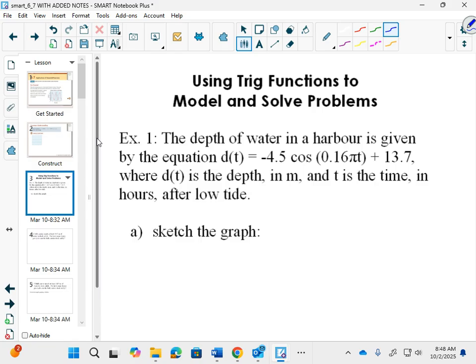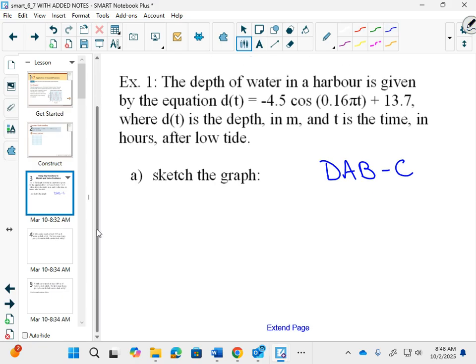So we want to sketch this graph, and we're going to do the same technique we were doing yesterday. We're going to look at each of these things, and again, I do a little bit of thinking on both the D and the A before I draw my grid. So I drew my grid there, but before I did that, I was like, my D value is 13.7. That's my center line, and my amplitude is 4.5. So I'm not going to go into the negatives.